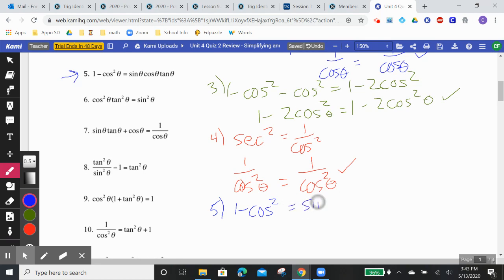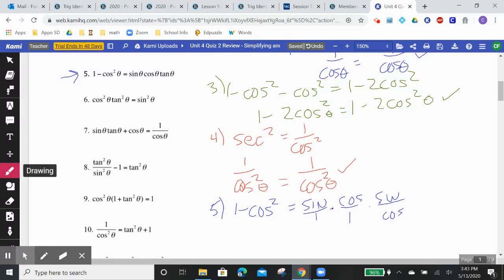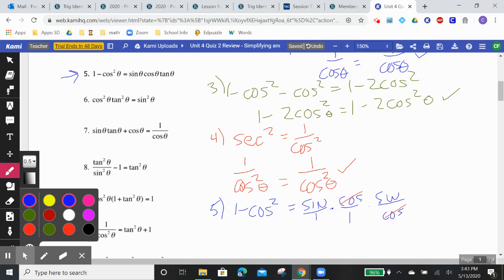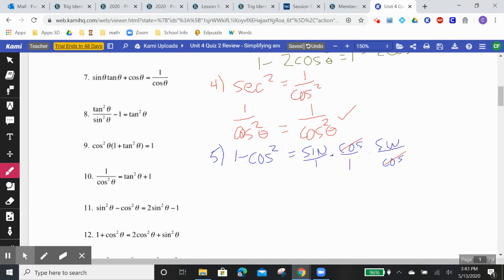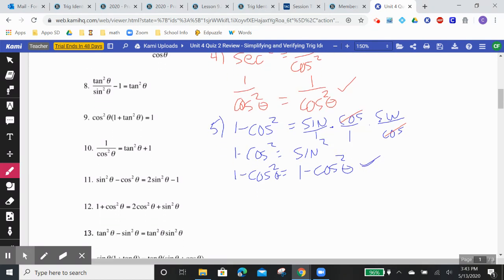Equals, let's say, sine over 1 times cosine times sine over cosine. Don't our cosines cancel out to give us 1 minus cosine squared equals, looks like I just have sine squared on this side. And what do we know about sine squared? It equals 1 minus cosine squared. Ooh, I forgot my thetas this time. Check. Okay.